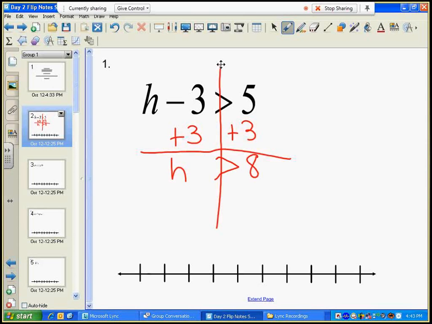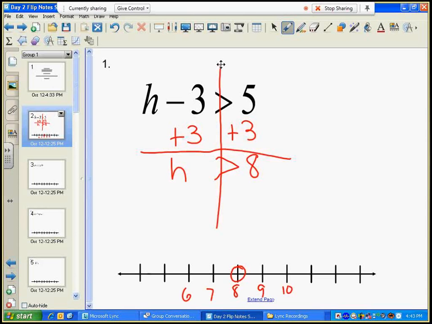So I'm actually going to create my number line. I know that 8 is going to be my endpoint. I know it's going to be open because it's just greater than. So this is going to be 8. I'll make this 9. I'll make this 10. I'll make this 7.